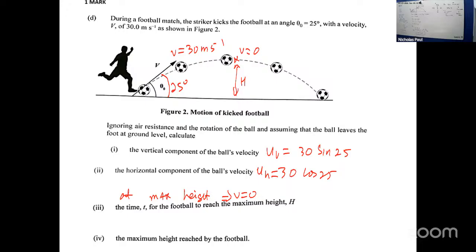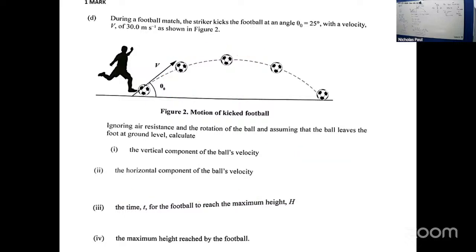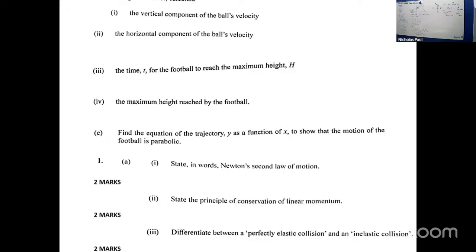Right after you find max height, what else is after? Find the equation of trajectory and show that the motion is parabolic. What are you doing for part E? Part E, you have to do all of this here. Part E is where you have to find x, you have to find y, and then substitute t. So you have to finish up that.